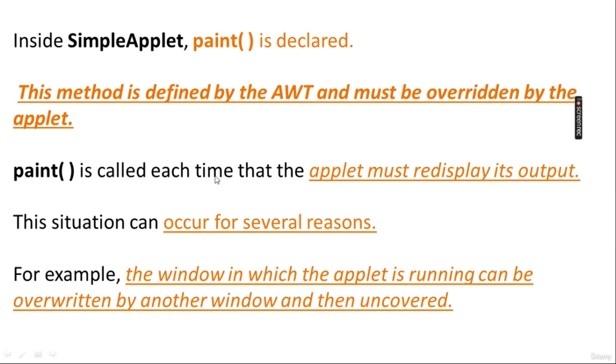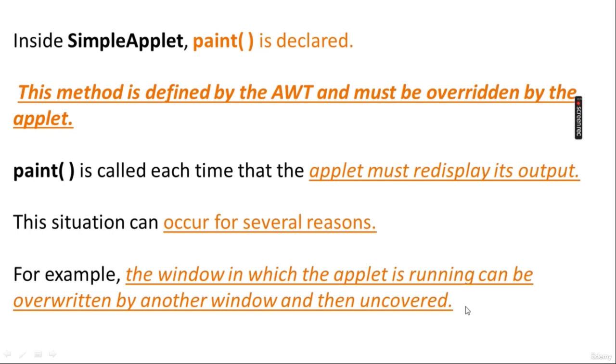Paint is called each time that the applet must display its output. This situation can occur for several reasons. The window in which the applet is running can be overwritten by another window and then uncovered. The applet window has minimize, maximize and close buttons like any normal window.